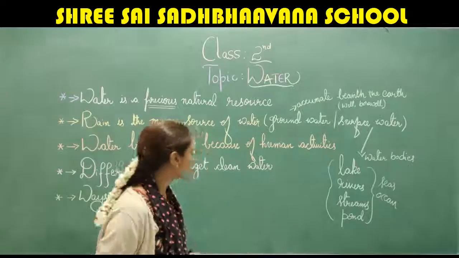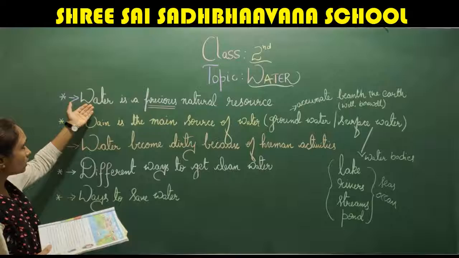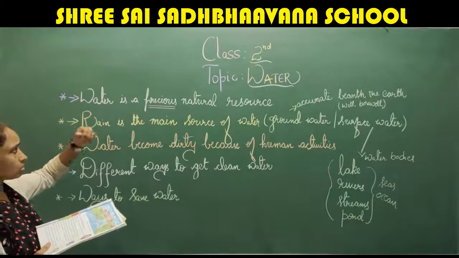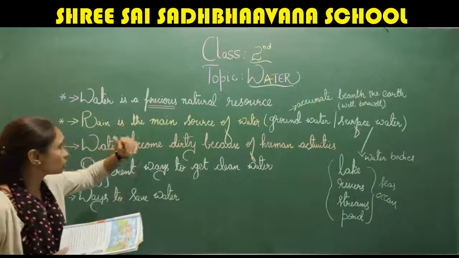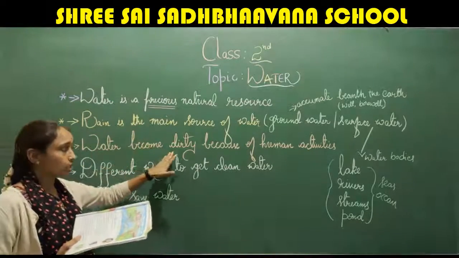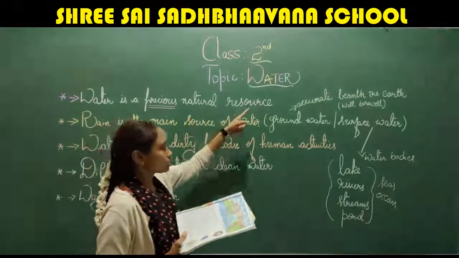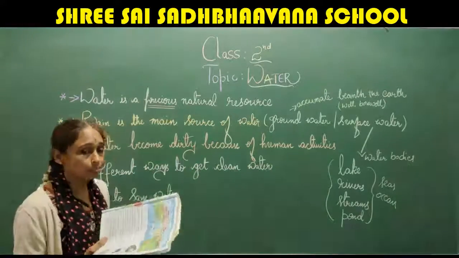Okay. So then next, we have learned three points: how precious water is, which is the main source of water, which is rain, and how human activities make this natural resource get dirty or polluted.